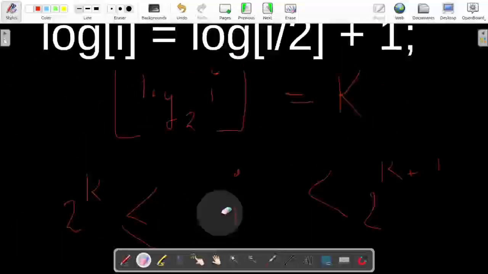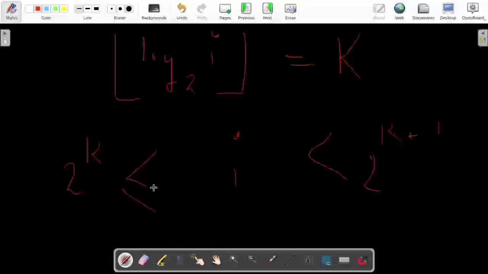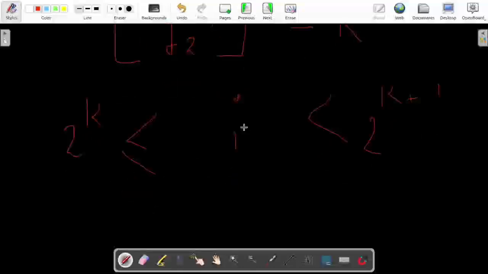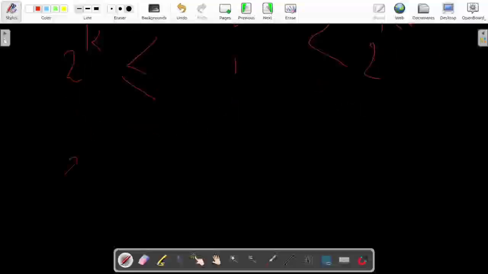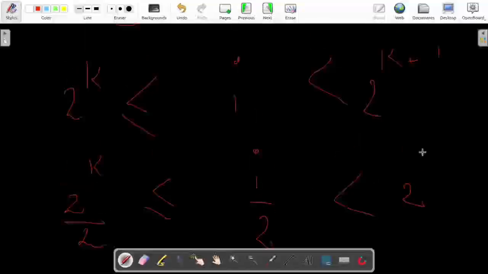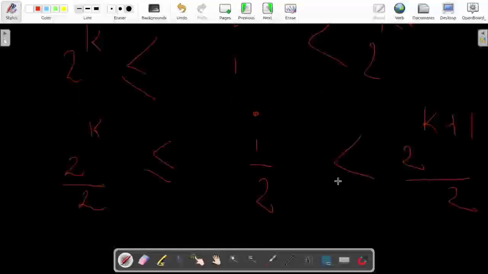So on this basis, I write this equation. I hope you guys get why the equation is like this, or you can say inequality. Now do one thing, divide this inequality by 2 on both sides. We have 2 to the power k divided by 2 less than or equal to i by 2 less than 2 to the power k plus 1 divided by 2.